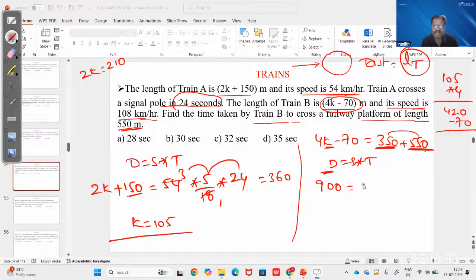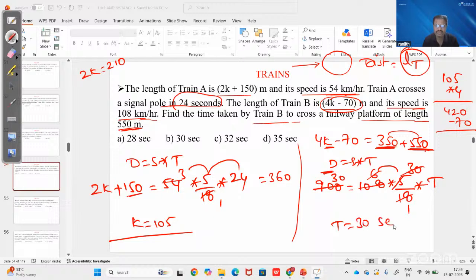So speed of train will be equal to 108 into 5 by 18. So we need to find out the time, where t equal to time. 18 ones are 18, six are 6, fives are 30. 30 into 900. So that will be equal to 900 by 30 equal to 30, where t equal to 30 seconds. So the answer will be equal to 30 seconds.